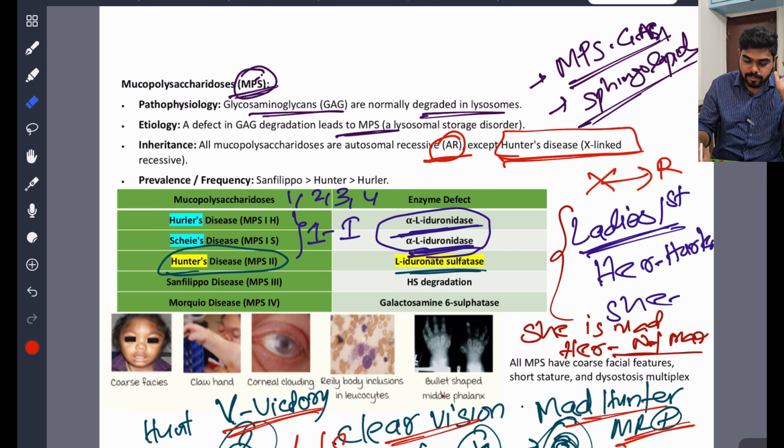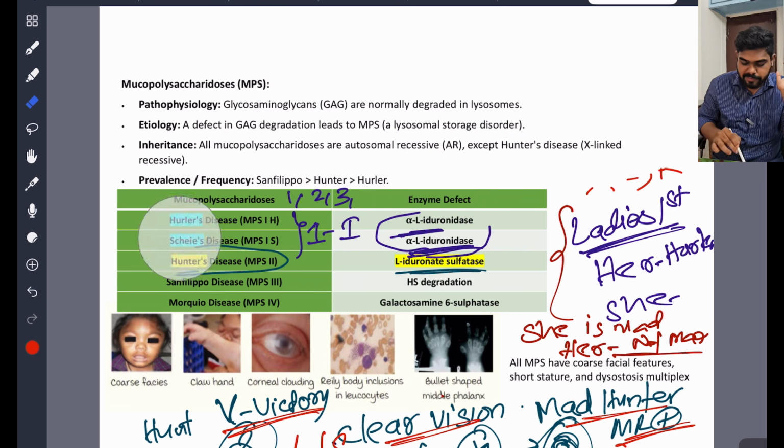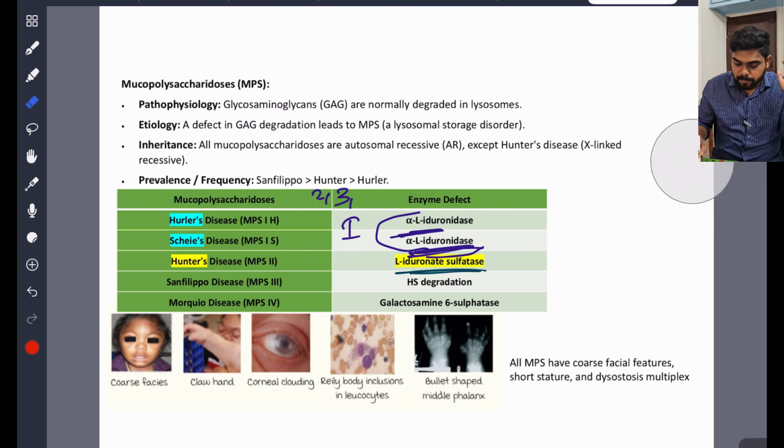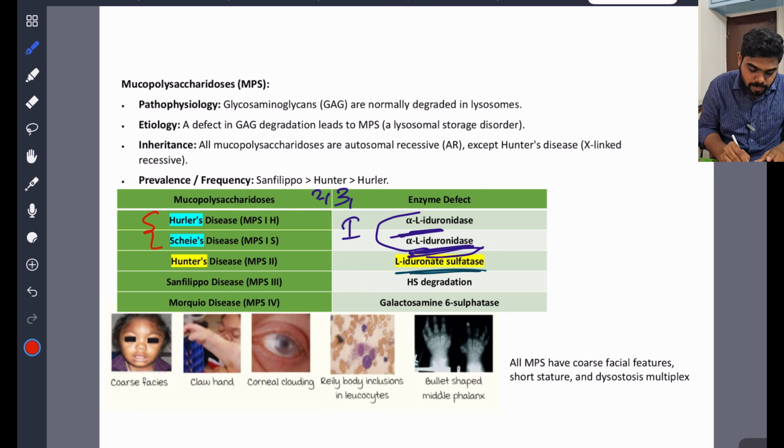I'm going to erase this. We'll see it again. This is very important, that's why I'm telling again and again. So MPS 1 Hurler is over, MPS 2 Hunter is over. Now MPS 3, which is very simple.